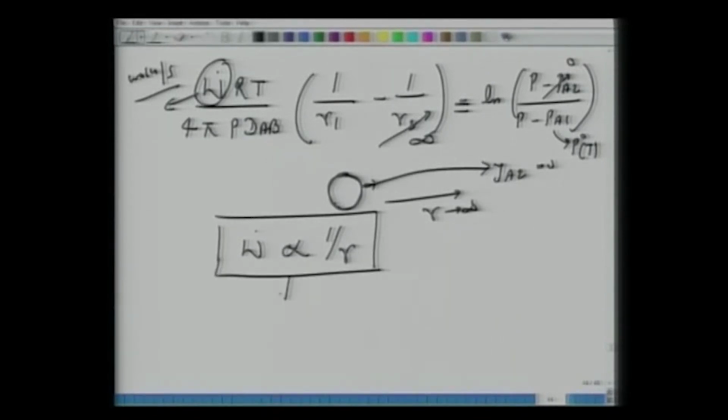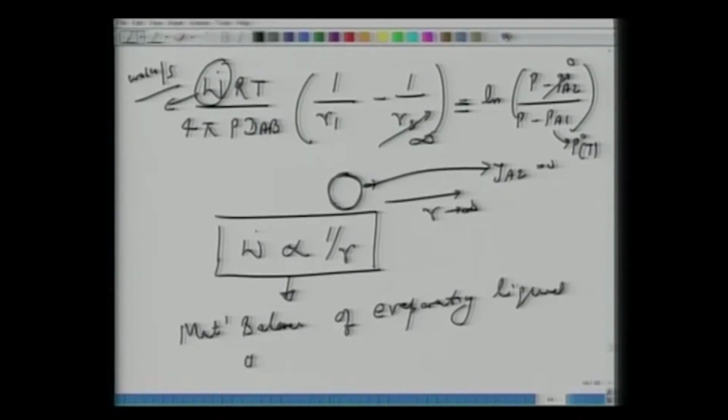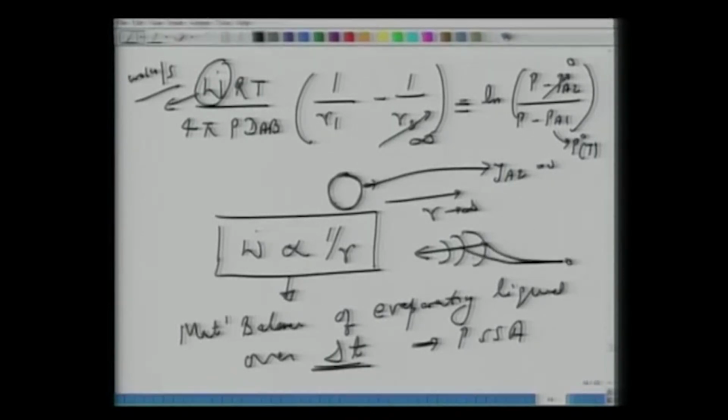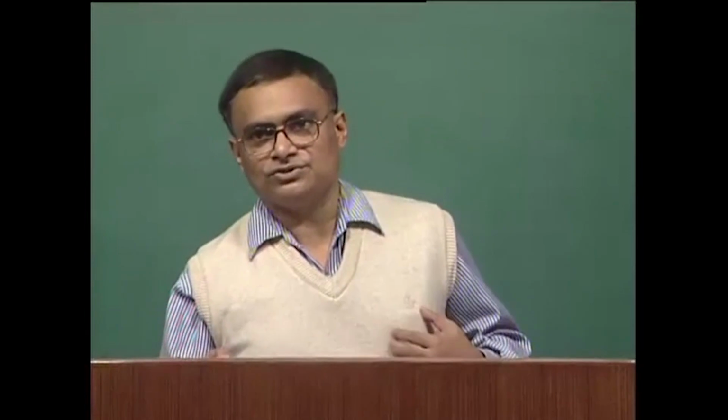Now from here we have to go back to our material balance of the evaporating liquid over del T. And when we write such expressions, again we have to make use of the quasi steady state approximation, because every time the size of this sphere changes with time, which means the concentration gradient from the surface to this very far, which is 0, will also change with time. So in reality it's an unsteady state problem. What we are trying to make use of is the quasi steady state approximation.